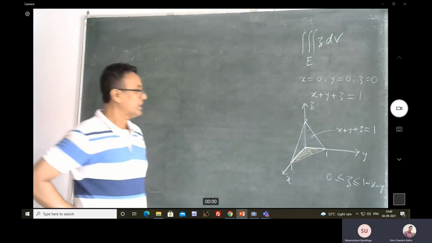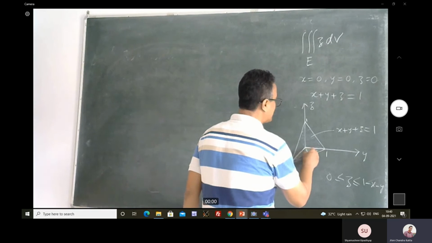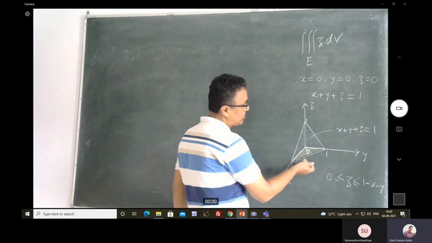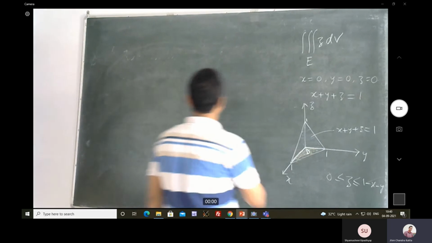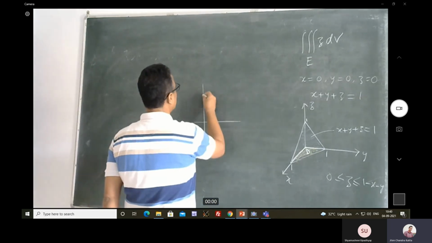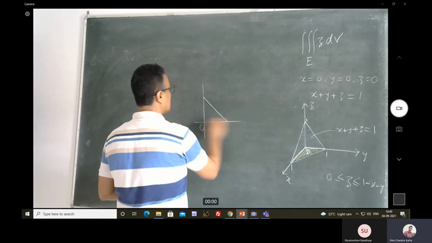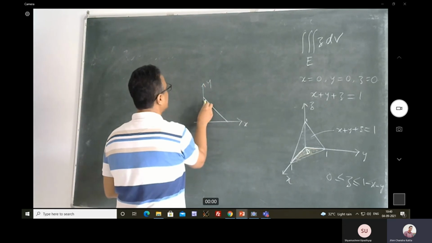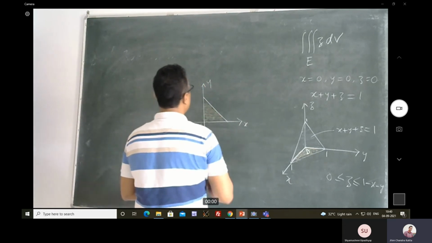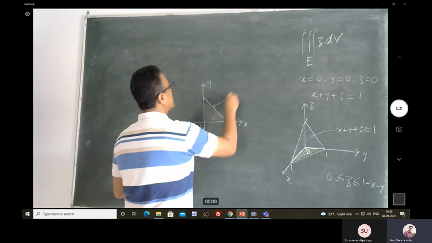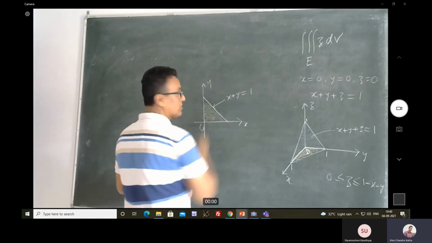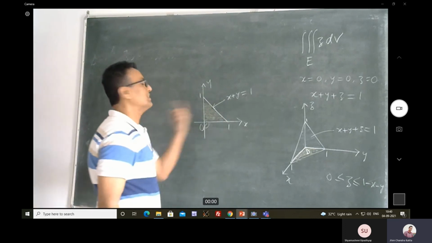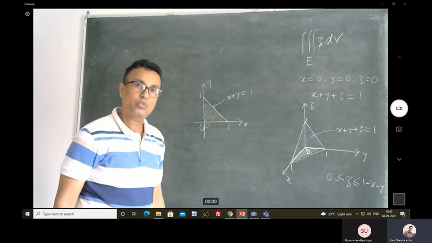Is it okay? So now this is my D. If you look at D, D is beautifully shaped. This is your D, and it is simply x plus y equal to 1, right? This is 0, this is 1, 1. So either you can consider it as a type 1 or type 2 region.